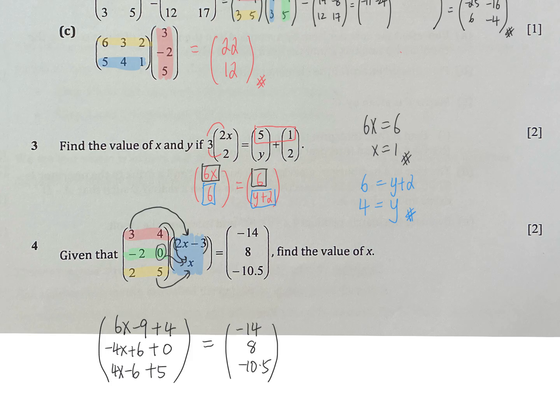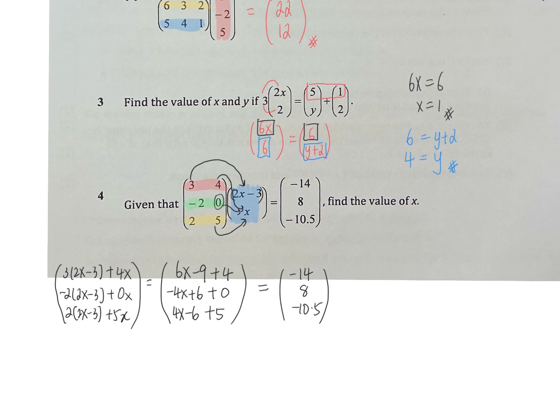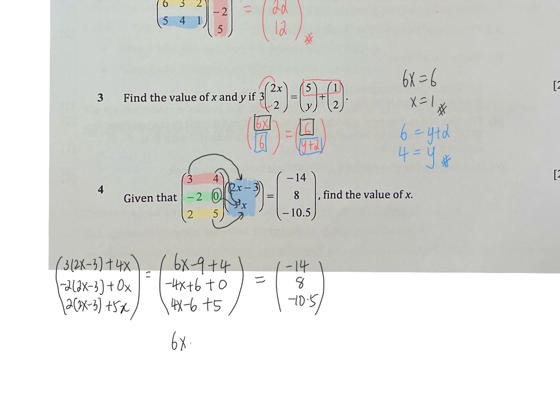Then you just solve them entry by entry. If you need me to show the previous step, that is 3 times this plus 4x. This one is minus 2 times this plus 0x. 2 times this plus 5x. So if you simplify everything, these 3 must equal this.